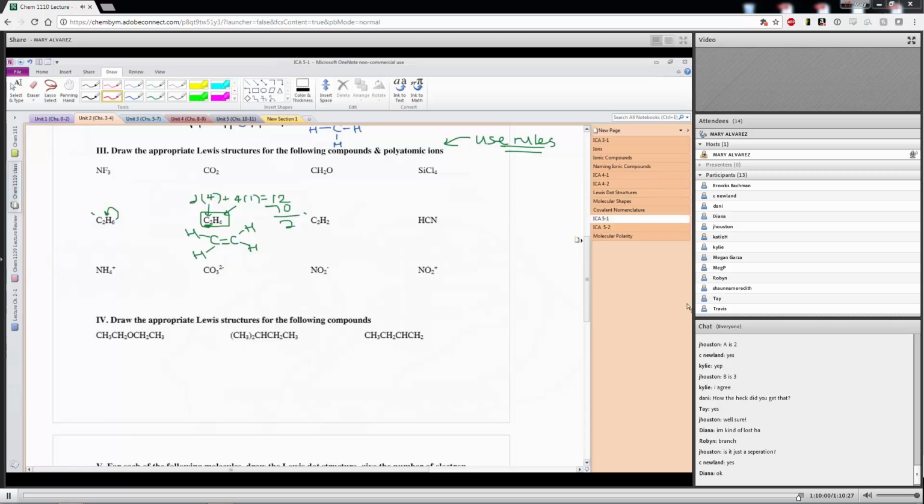So here we go. On your in-class activity sheet, this whole first page, section 4. If I give you some condensed structures, and these are pretty simple, here's the only branch you even have. If you can tell me what the Lewis structure looks like. And I'm going to let you guys practice those on your own. I'm going to stop.